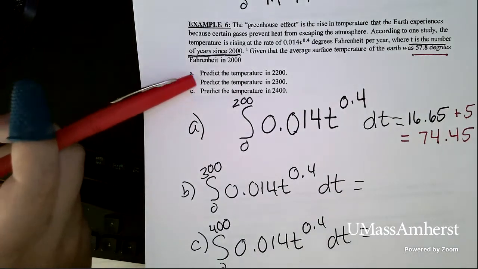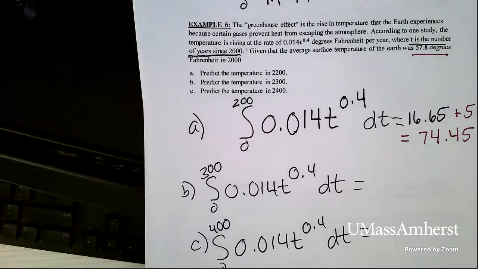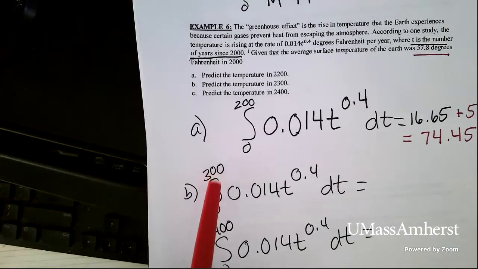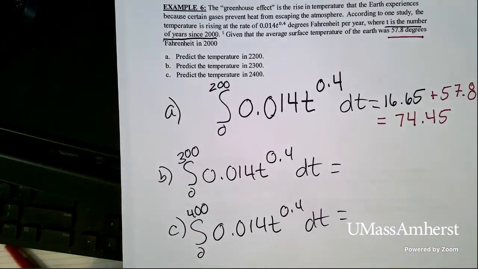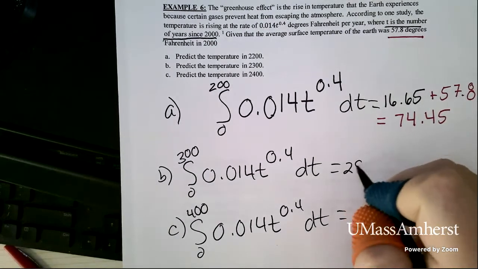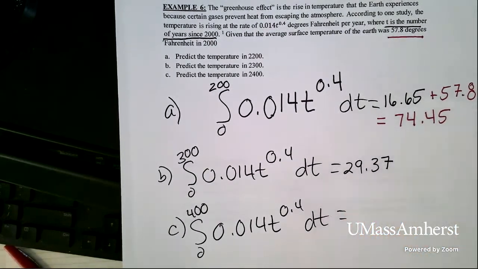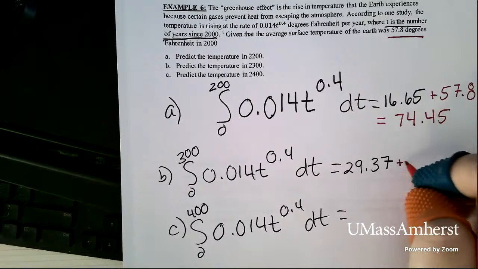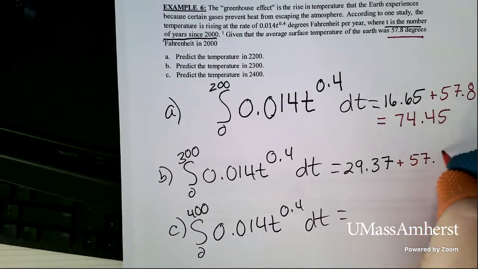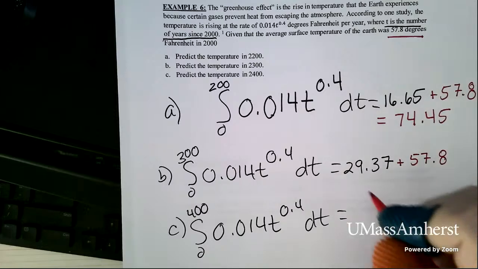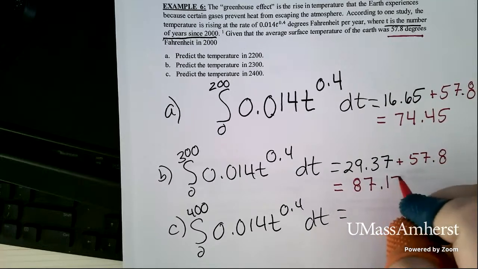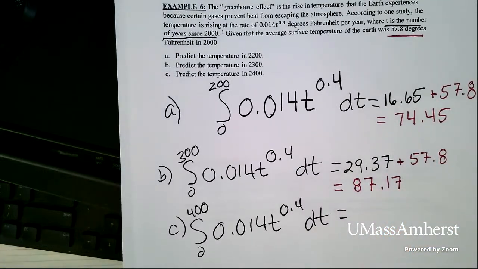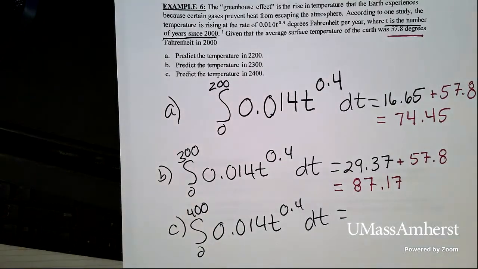Similarly, if we want to predict the temperature in 2300, we need to see how much the temperature is going to change over 300 years, if this is the rate at which the temperature is changing. And so when we plug that in, we get 29.37. But again, that's how much it changes over 300 years. We have to add in the fact that at our starting point, we were already at 57.8 degrees. And we get a new prediction of 87.17 degrees as the average temperature of the Earth's surface.